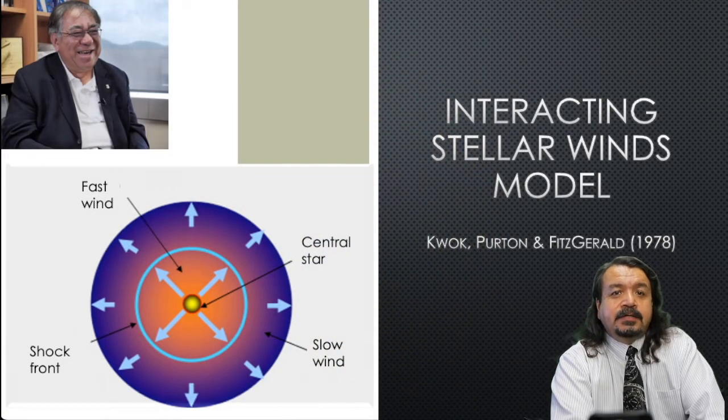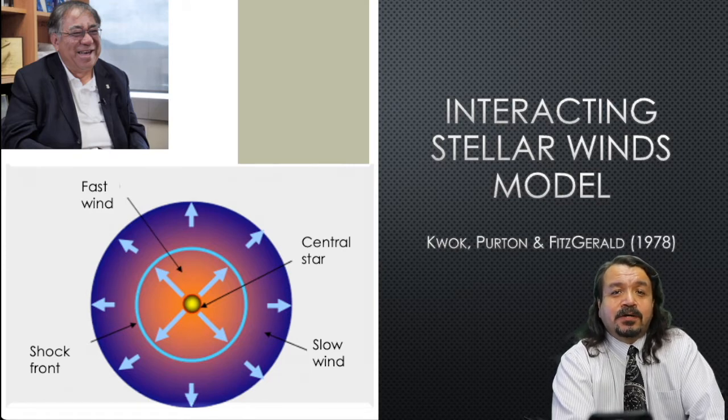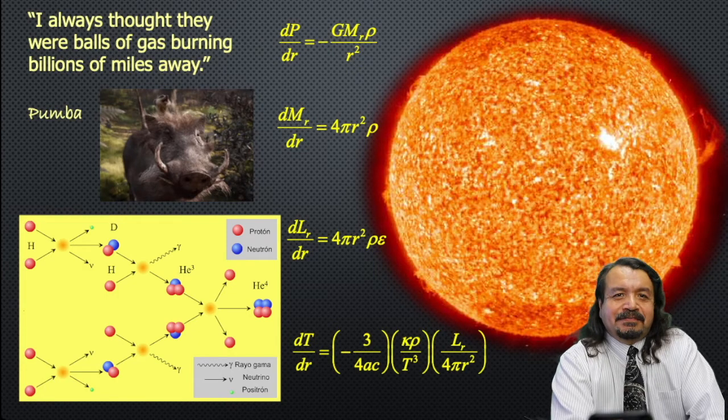In 1978, Kwok, Purton, and Fitzgerald proposed a mechanism capable of explaining this phenomenon, the interacting stellar winds model. And in this picture is Professor Kwok currently at this time. Very happy. Let's try to understand it.